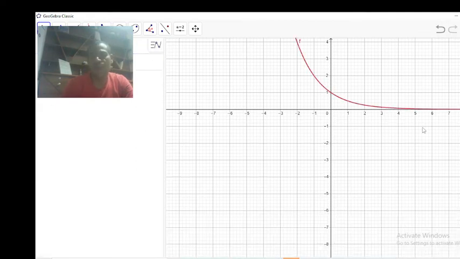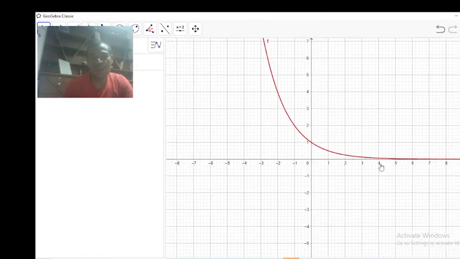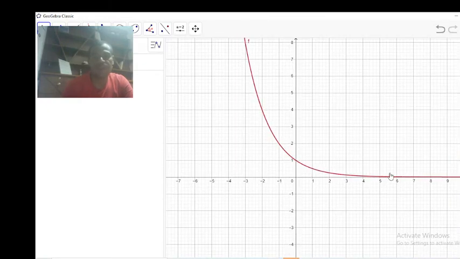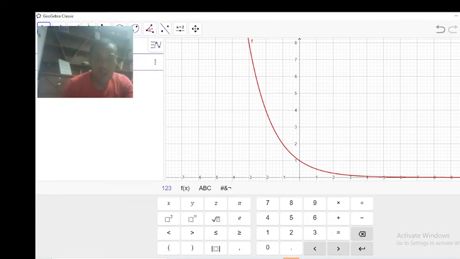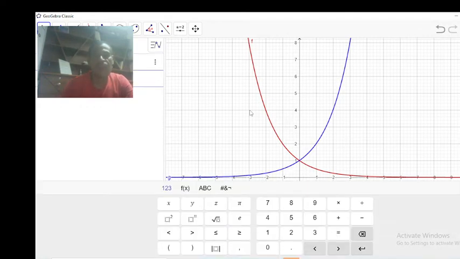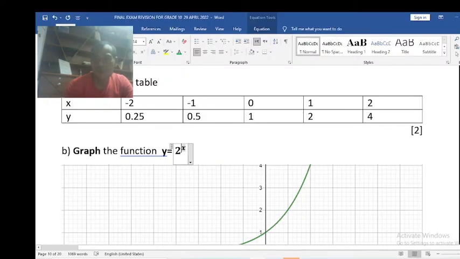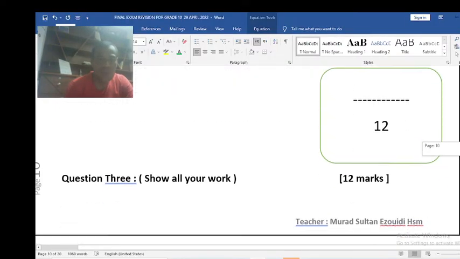Yes. So we should revise this also. It's very important. Clear? And if I now add here y equals 2 to the power x, it should be like that. So this is the curve. This is y equals 2 to the power minus x, and this one is y equals 2 to the power x. Clear? So we continue, and then we move to the next one.